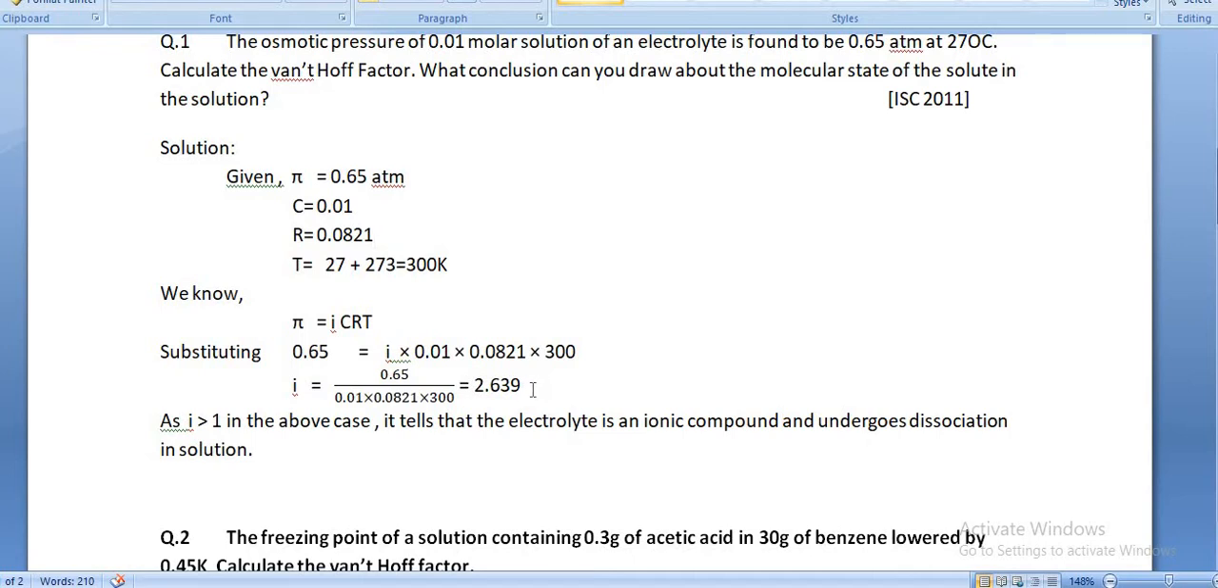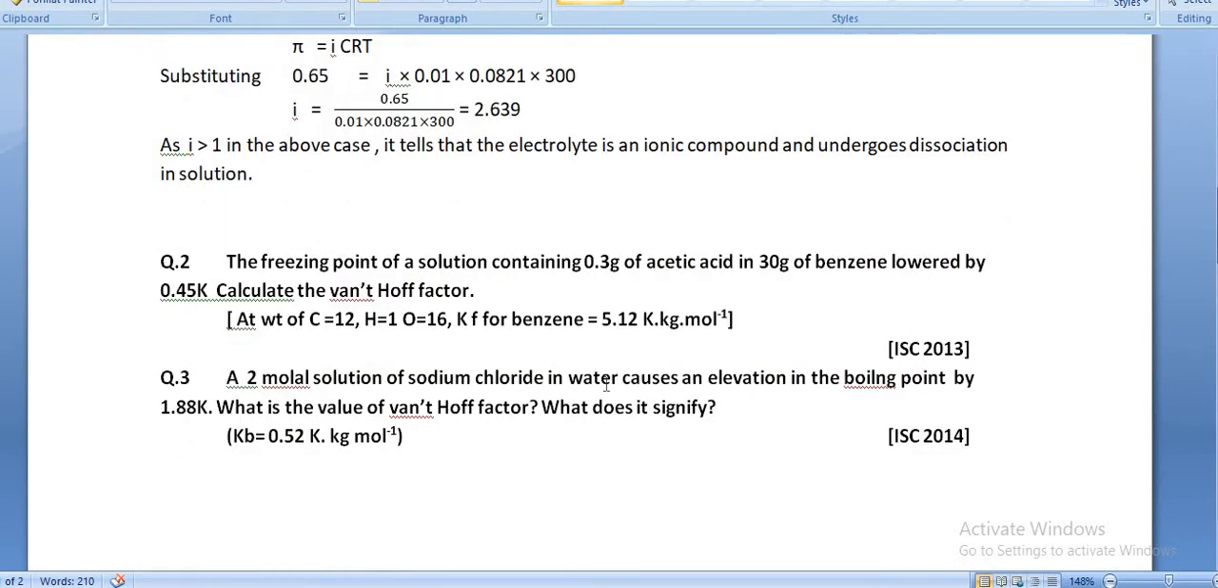Now from this value of Van't Hoff factor i, we can see that the value of i is greater than 1 in the above case. It tells us that the electrolyte is an ionic compound and undergoes dissociation in solution. Got it? Since the value for i is greater than 1, it will undergo dissociation. If the value for i is less than 1, then it will undergo association. That is the thing.